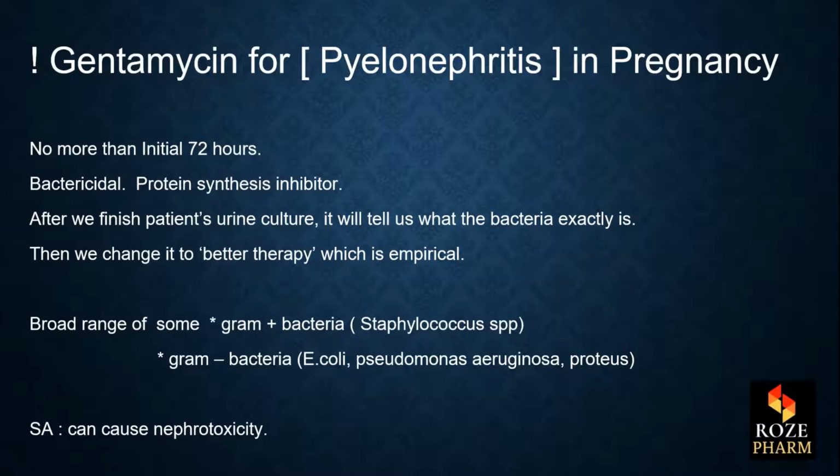It is a bactericidal protein synthesis inhibitor. When the patient's urine culture is finished, it will tell us what the bacteria exactly is. So we use it for the first 72 hours, then we change to beta-lactam therapy, which is empirical. It has a broad range covering some gram-positive and gram-negative bacteria, including E. coli, Pseudomonas, and Proteus. Side effect is that it can cause nephrotoxicity.